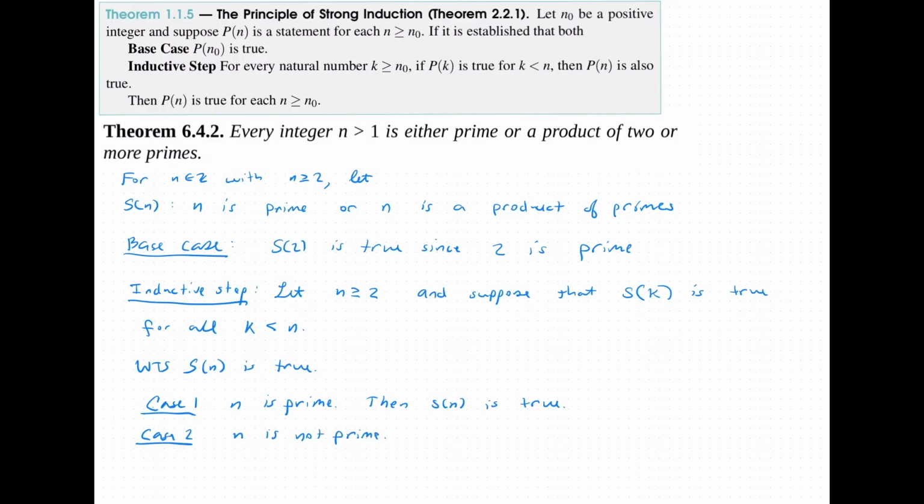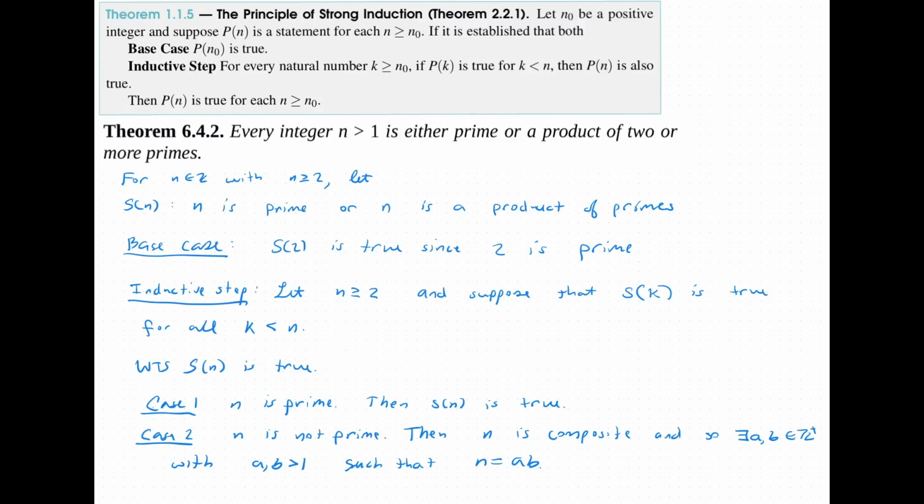But if n is not prime, by definition it is composite. And so there exist some integers a and b, specifically positive integers, with a and b both greater than 1, such that n is equal to a times b. And it is at this moment that we get the value of having strong induction.